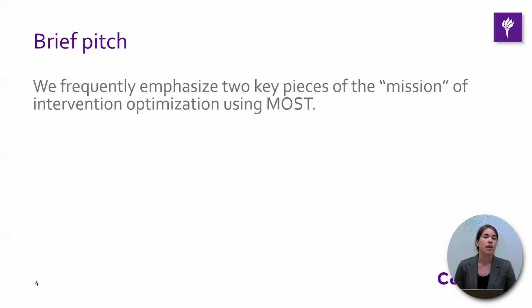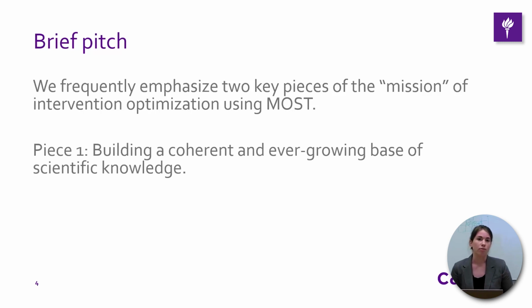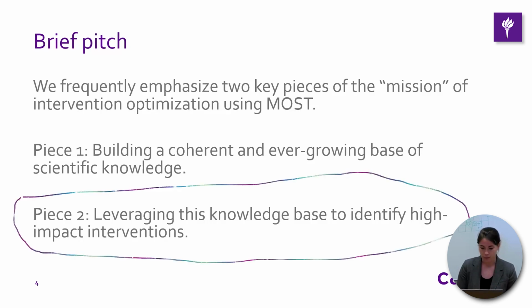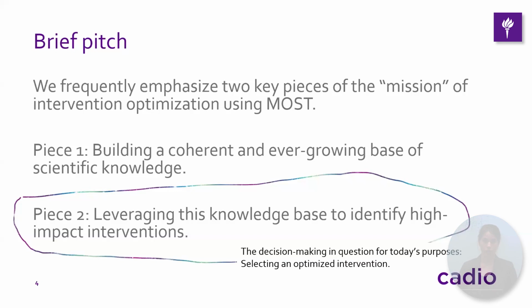So without further ado, we frequently emphasize 2 key pieces of the mission of intervention optimization using MOST. The first of these involves building a coherent and ever-growing base of scientific knowledge, for example, about components, what components seem to be working on what outcomes. A second, and of course related piece, is leveraging this knowledge base to identify high-impact interventions. When we're talking about decision-making, we're drawing upon both of these pieces, but we're especially emphasizing this one. So the decision-making involved in identifying high-impact interventions.